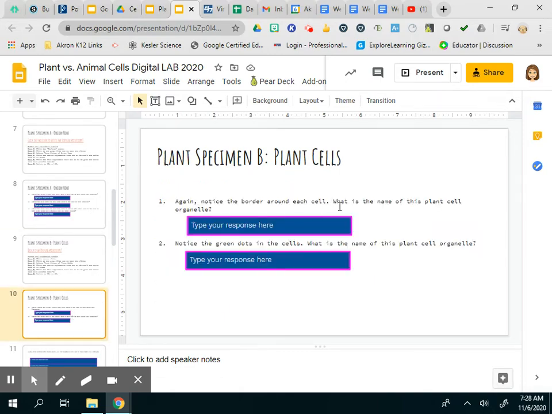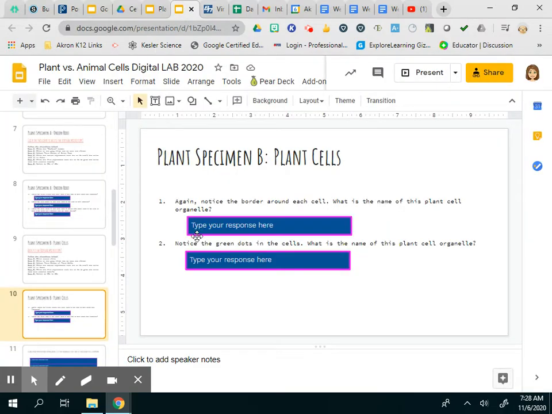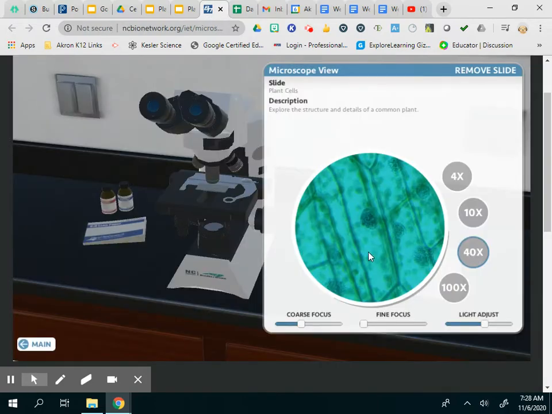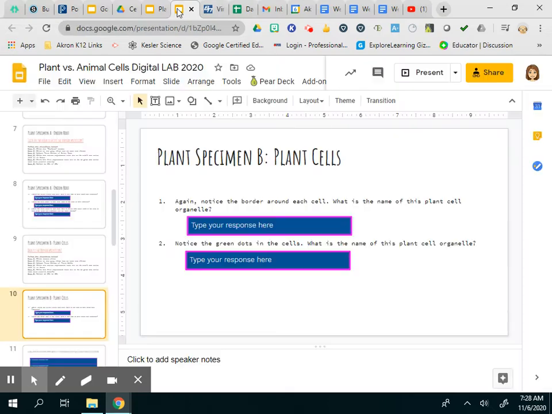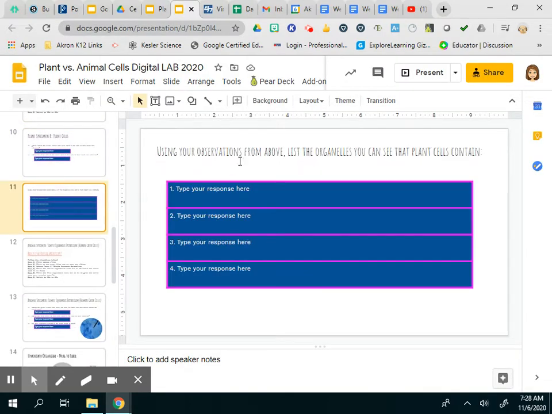Again, notice the border around the cell. What is the name of this organelle? So you can see this outline around the cell. And notice the green dots in the cell. What are the names of these organelles? Can you see all these little green dots in here? That's what they want you to name. Okay. And then using your observations from above, list the organelles that you can see that plant cells contain. So you've named several plant cell organelles. You're going to write down those that you could see.